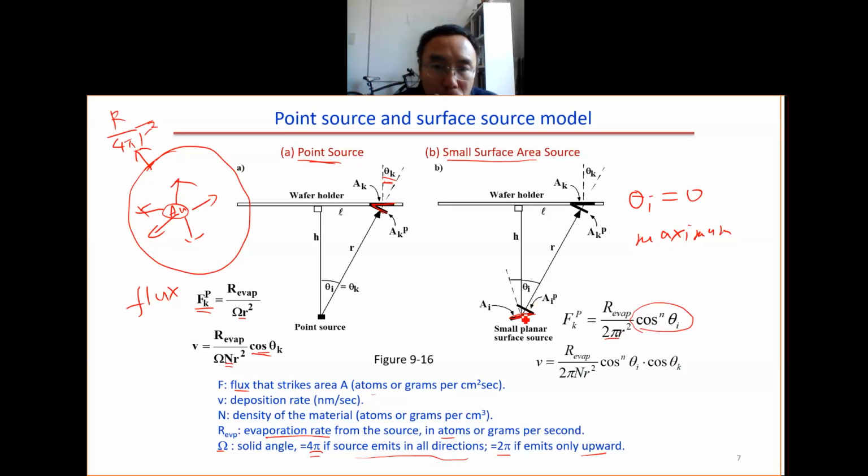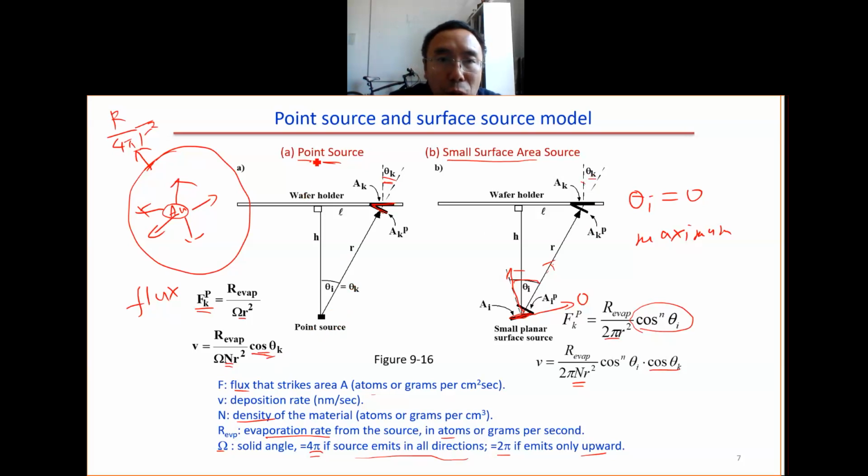So that means that we have more emission along this direction. When theta i equals 90 degrees, there is no emission along this direction. At a given theta i angle, the emission along this direction is given by cosine theta i to the power n. Then the deposition rate is given by this number divided by the density, and also times cosine theta k. This is the same cosine theta k as here.